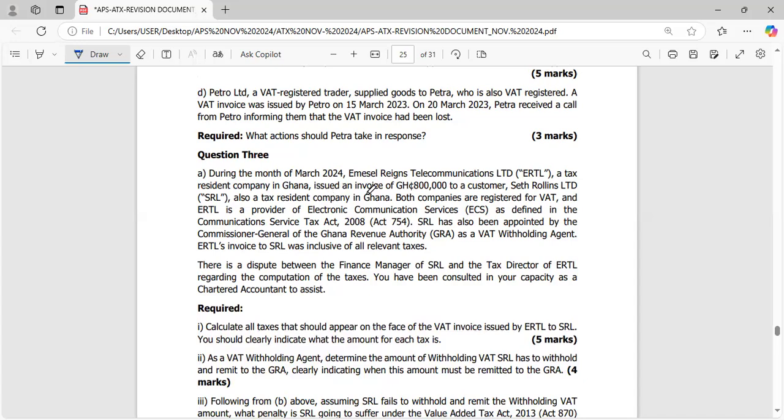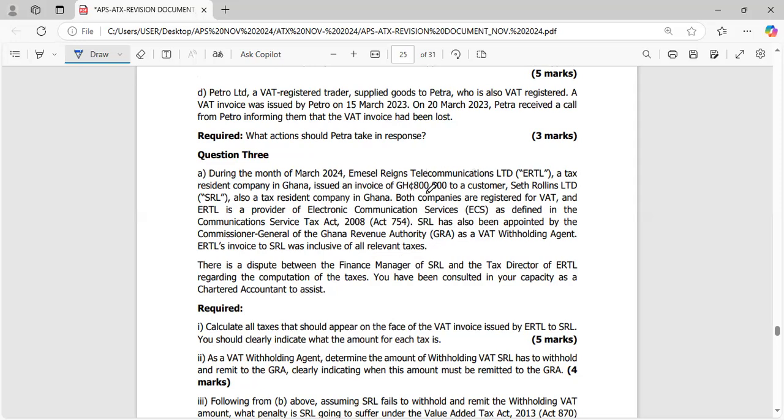During the month of March 2024, MSL, a telecommunications company, issued an invoice of 800,000 to a customer, ERTL Limited, also a tax resident in Ghana. Is everything, including levies, part of this amount? Both companies are registered for VAT, and ERTL is a provider of electronic communication services and has also been appointed as a VAT withholding agent. The invoice was inclusive of all relevant taxes.